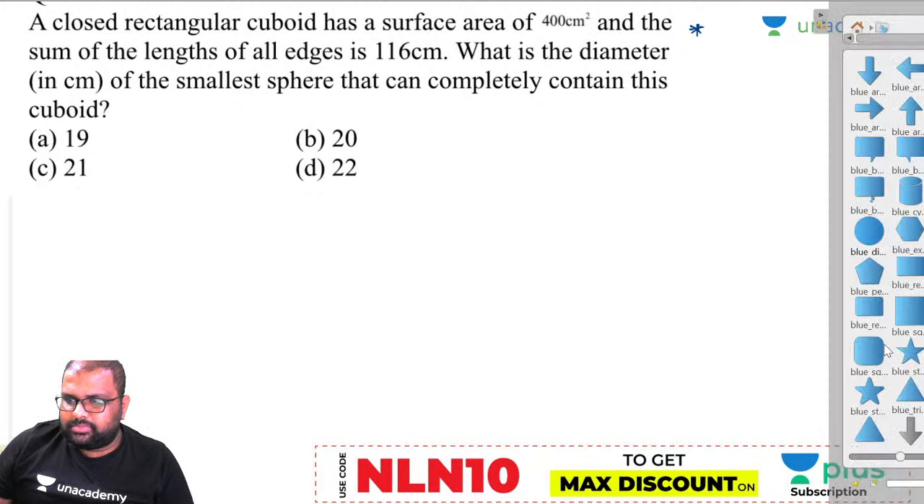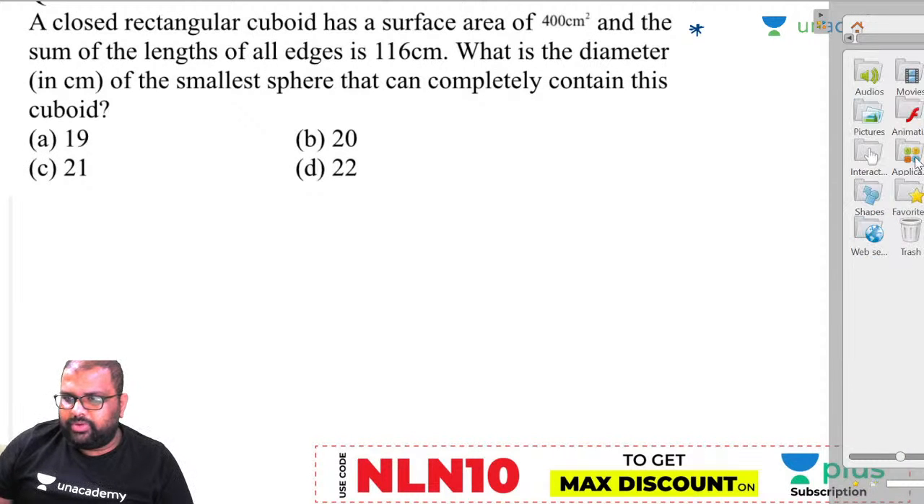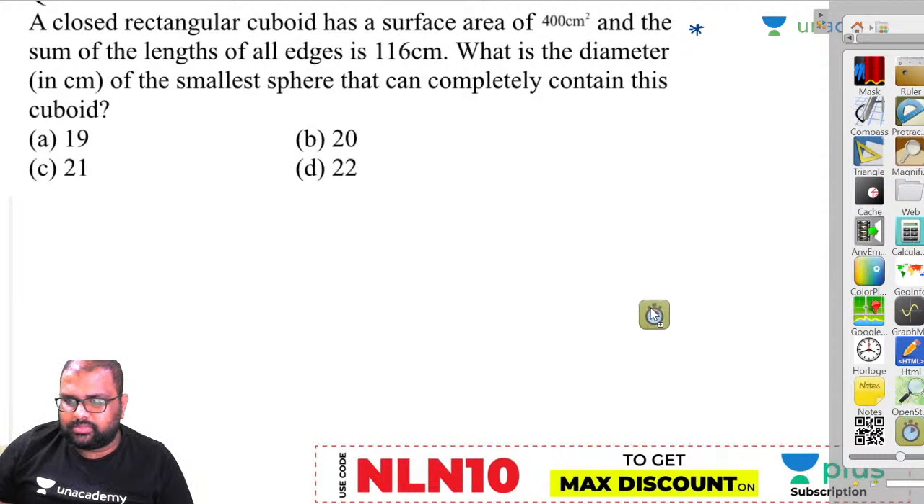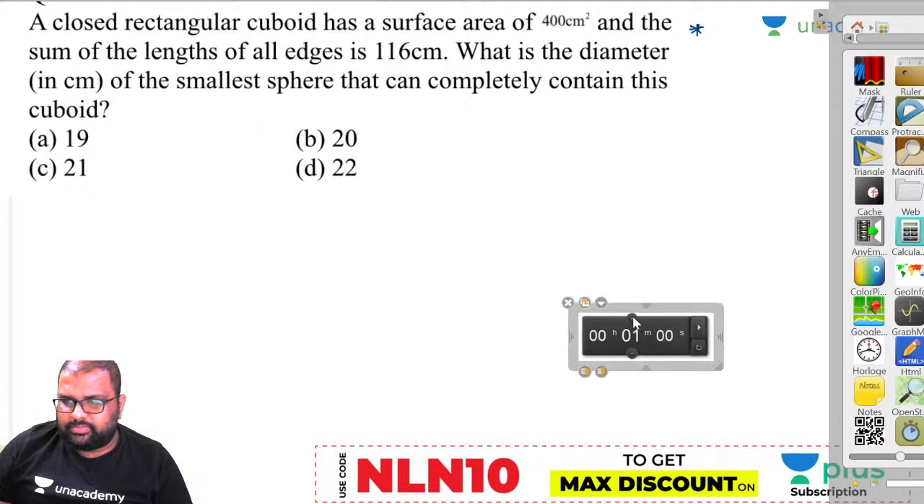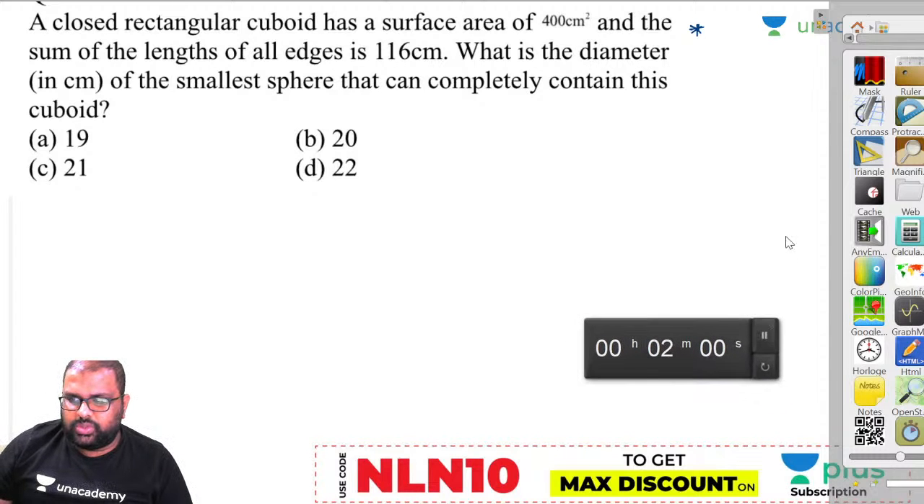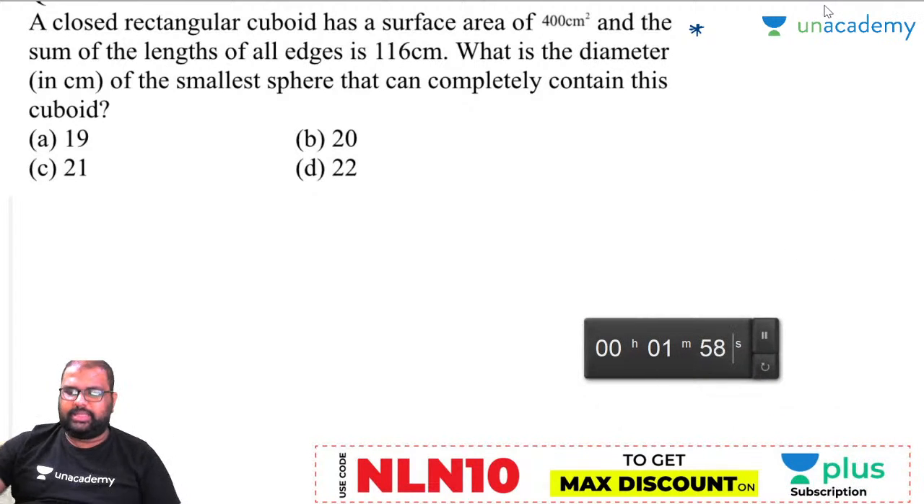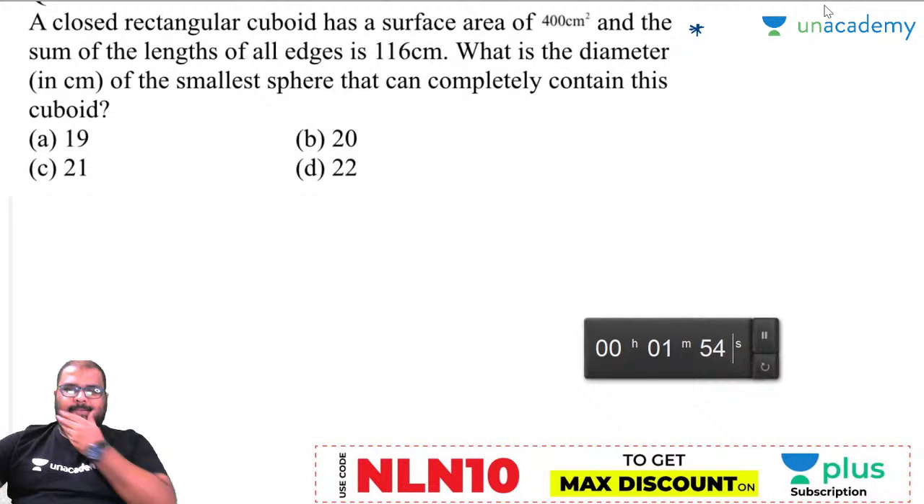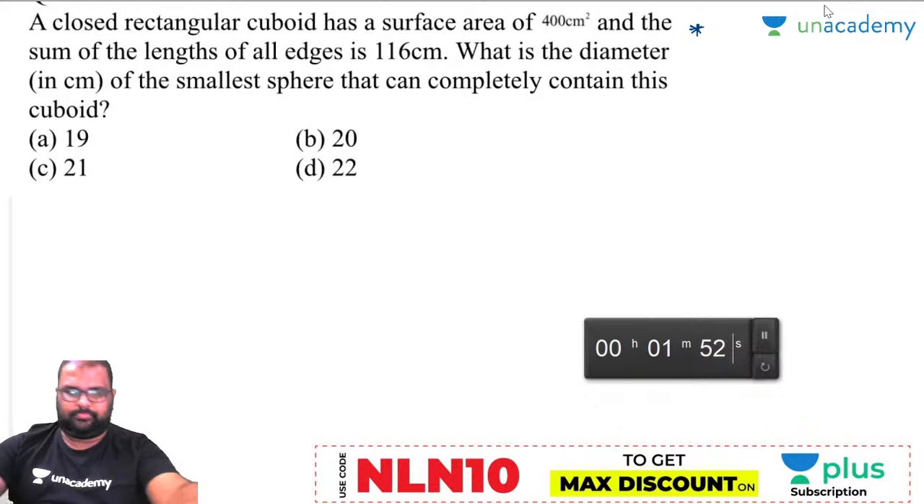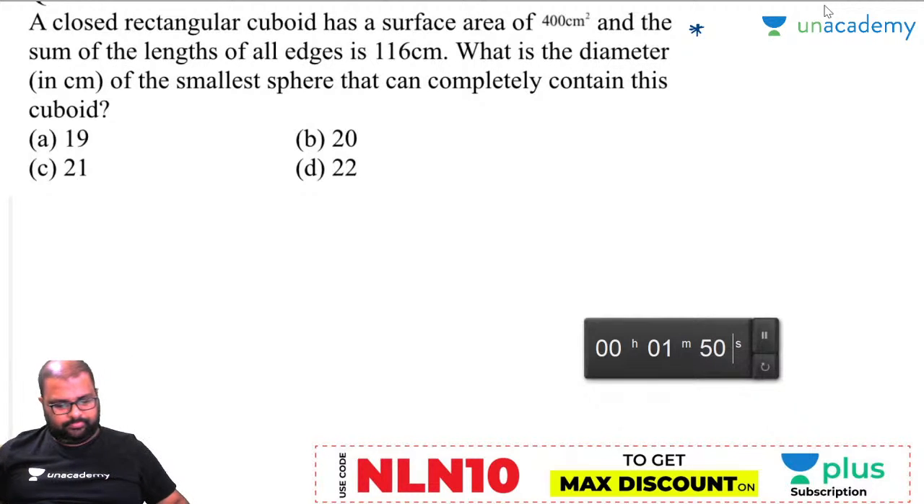Try this question. I'll give you 2 minutes for this. That's an easy one. Those who know the basic formulas of algebra can easily solve it, or otherwise it is tough. Two minutes.